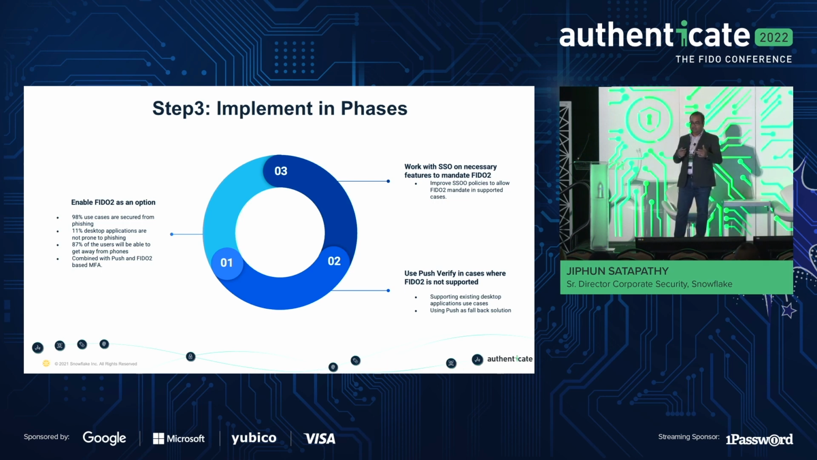So we have not enforced it yet because we are still on that journey, but we have seen more than 60% of our auth happening through FIDO2 already. And we anticipate that it's never going to be 100%, because there will be some apps that will not be FIDO2 compliant, right? But 60% without enforcement is a great start.